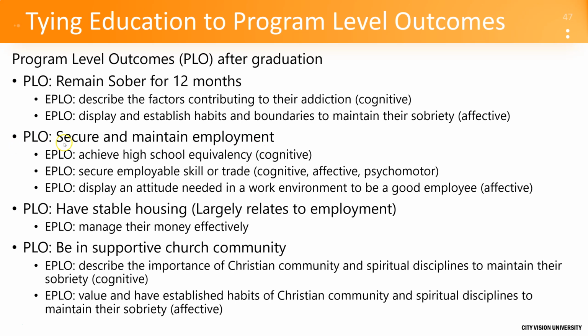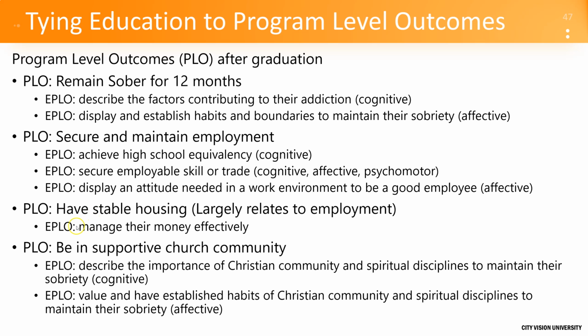And then another example might be to secure and maintain employment. So that's a program level outcome. And then your education outcome might be to achieve high school equivalency. So that's cognitive. Another one might be to secure employable skill or trade. And that's actually going to probably combine cognitive, affective, and psychomotor for most people. And then to display an attitude needed in a work environment to be a good employee. That's largely going to be affective domain.